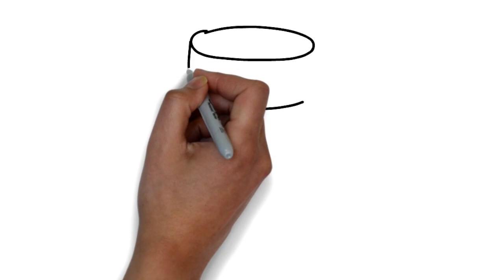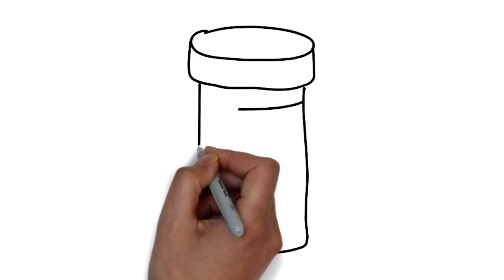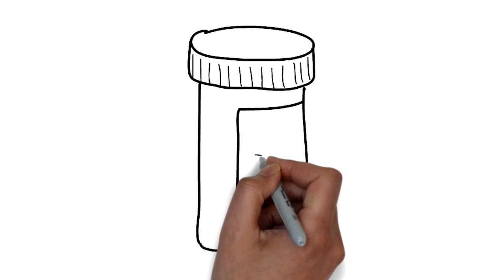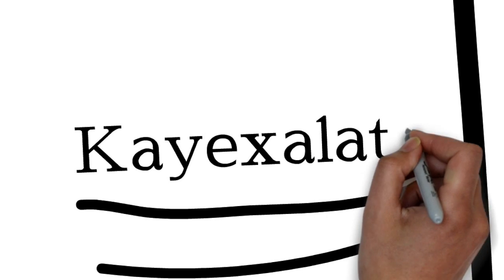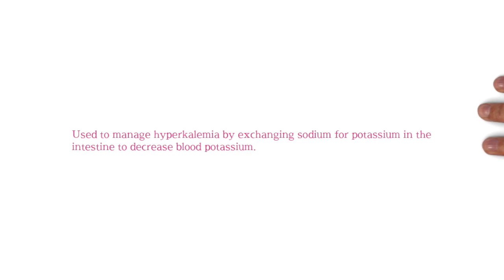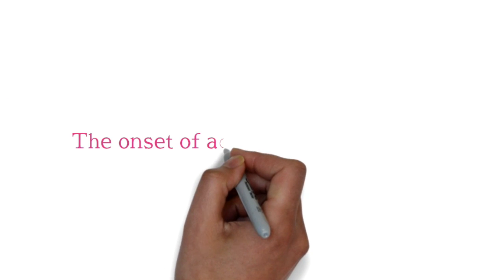Let's talk about hyperkalemia. If left untreated, it can cause serious heart problems. We use Kayexalate to manage hyperkalemia. Kayexalate works by using ions so that exchange between sodium and potassium in the intestine can occur to help decrease the blood potassium level. The onset of action is hours to days.